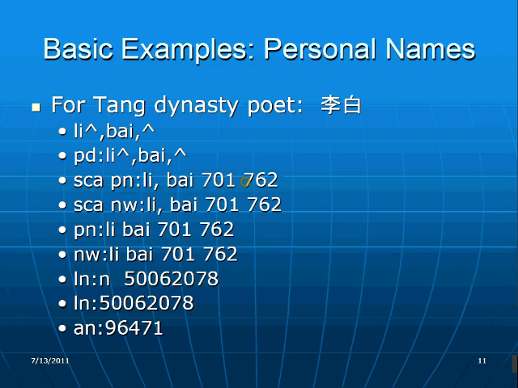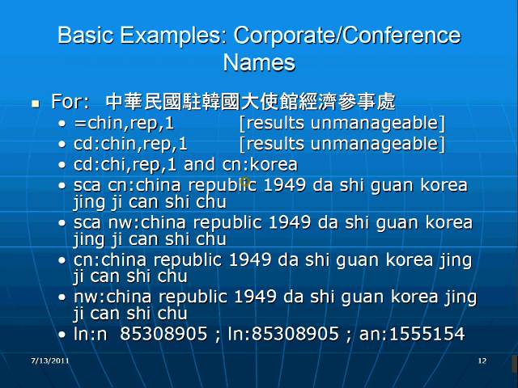For LCCN search, after search label LN colon, may be entered an LCCN with or without the prefix. For example, LN colon N500620078 or LN colon 500620078. An OCLC authority record number may also be searched by AN colon 96471.